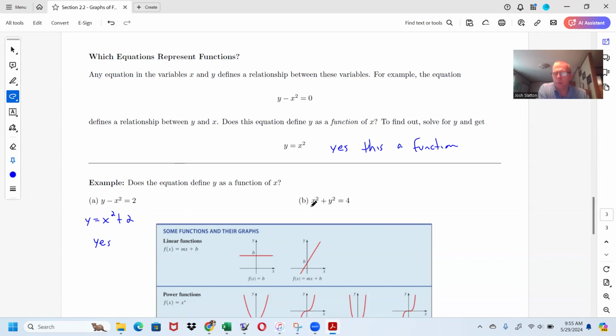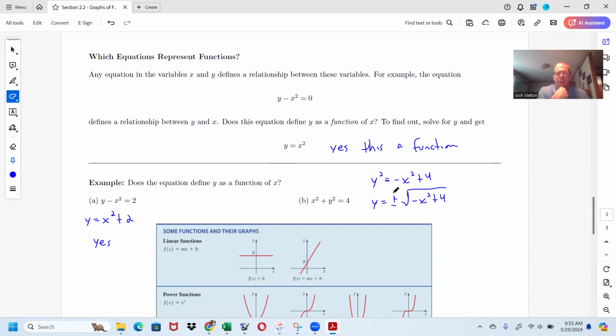What about this one? X squared plus y squared equals 4. Let's solve this one for y, and we'll take the square root. Now remember, when you take the square root and you have a variable involved, you have to do a plus or minus. And so this one would not be a function, because when you graph the plus and the minus square root, and we'll talk about what that would do in a later section, it would not pass the vertical line test.